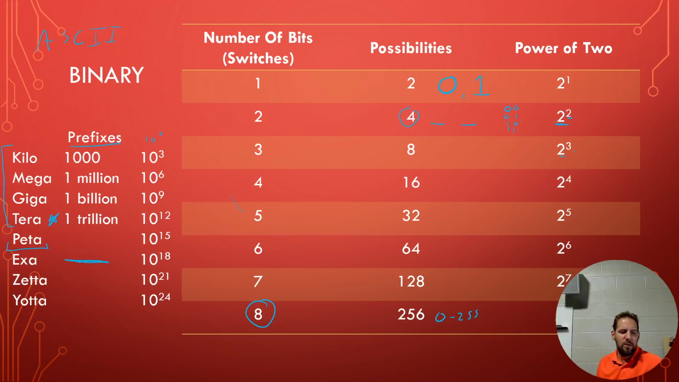When it was first developed, it was a 7-bit system, so they had 128 different characters that they converted. At this point, we've expanded that to 256.